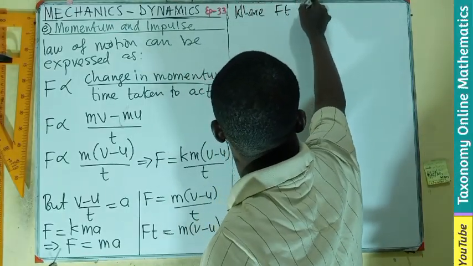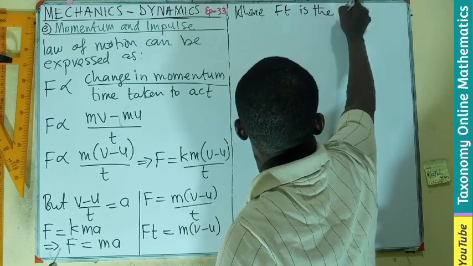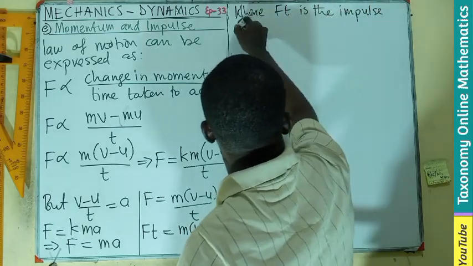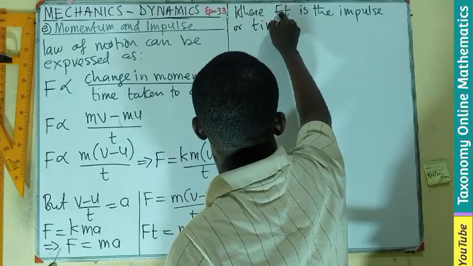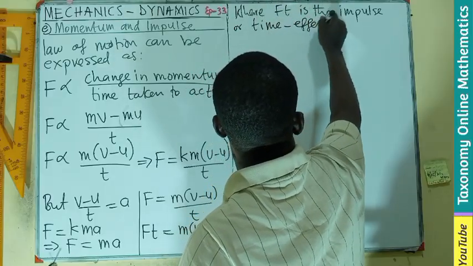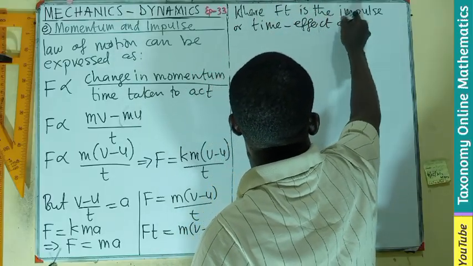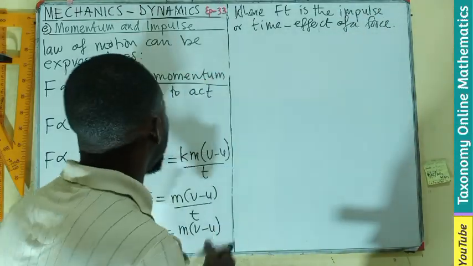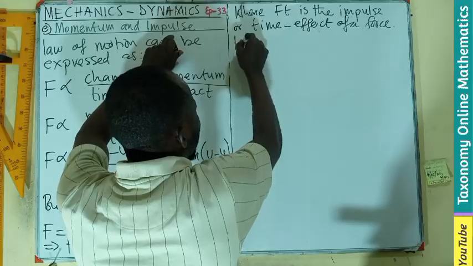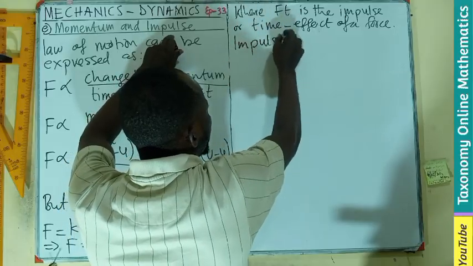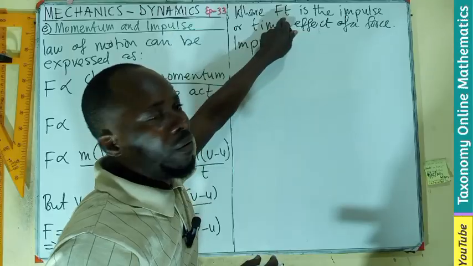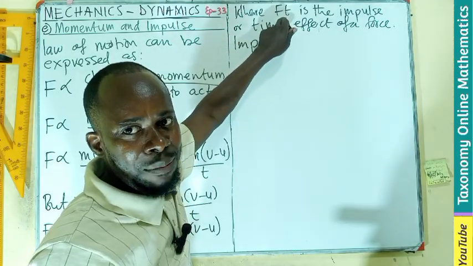Right from here, we can say that our Ft is the impulse, or we can just say the time effect of a force. So the time effect of a force. If we want to define the impulse in two ways, the first one will be the definition of this, the product of force and time.